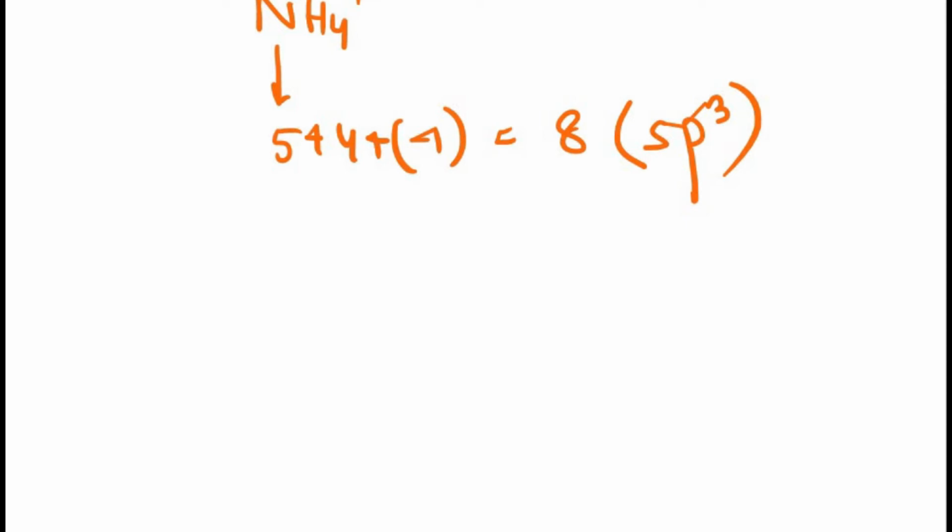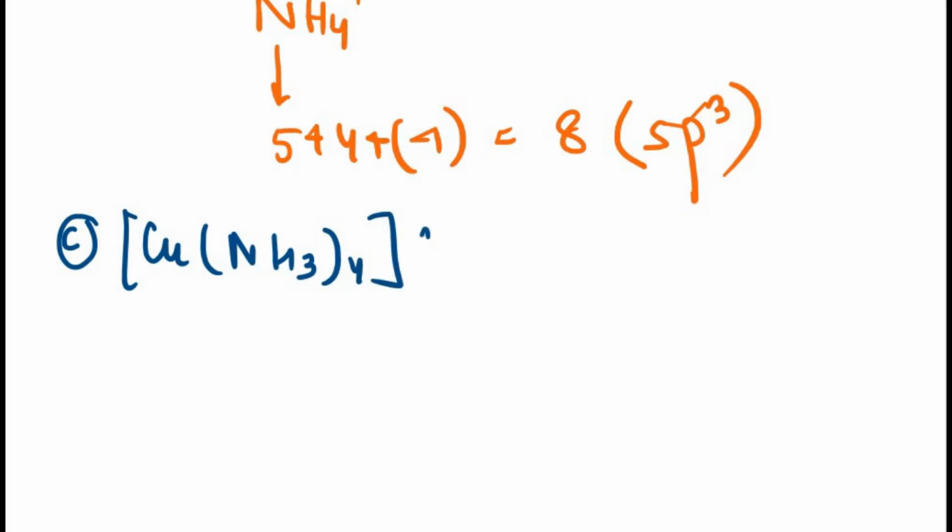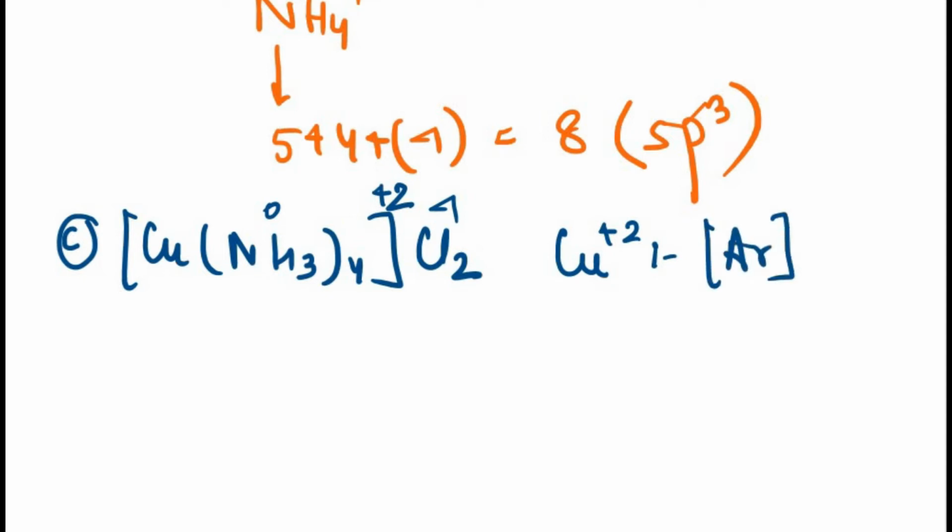Okay, so let us do for the coordination complex first, which is option number C. Copper NH3 whole 4 Cl2 complex. This is -2. The coordination sphere should have a charge of +2. Ammonia has 0 charge, so copper is +2 here. +2 meaning argon core 3d9. Right?